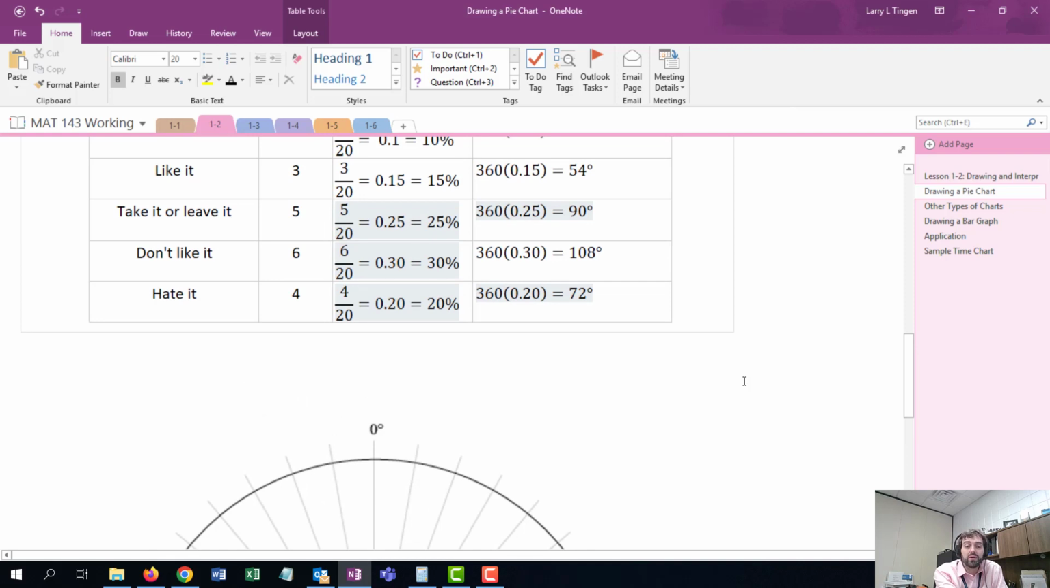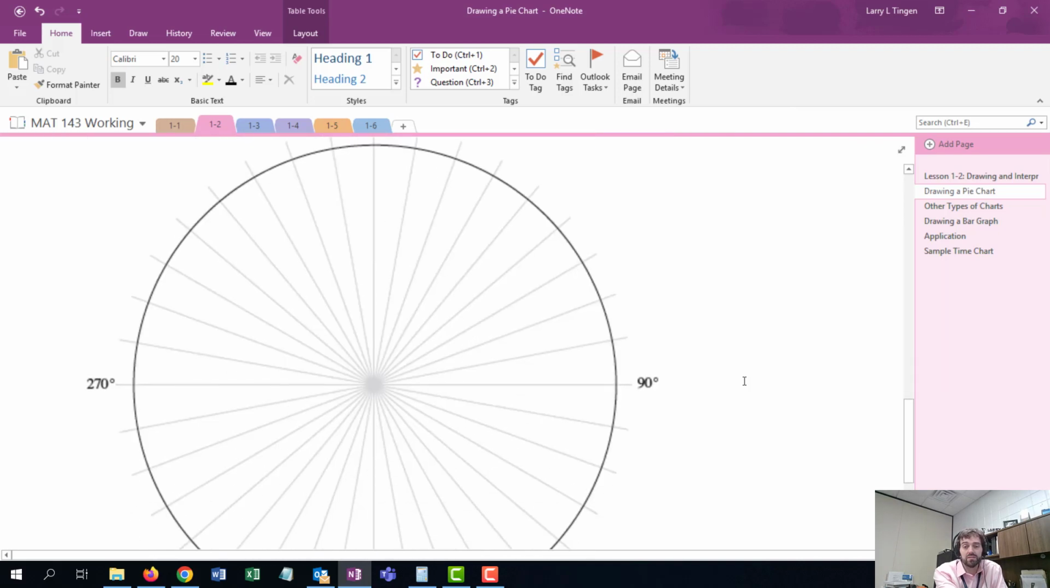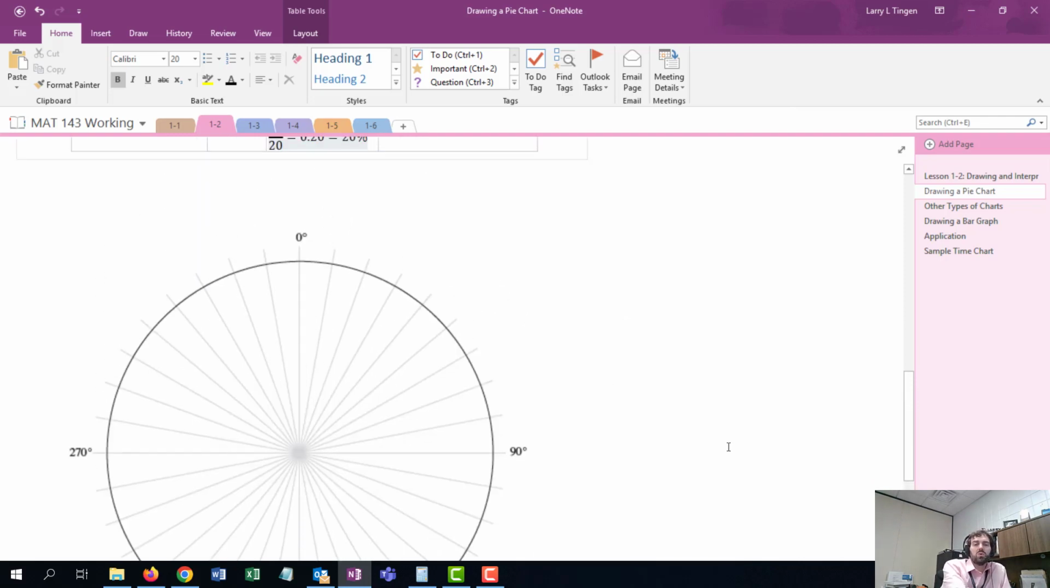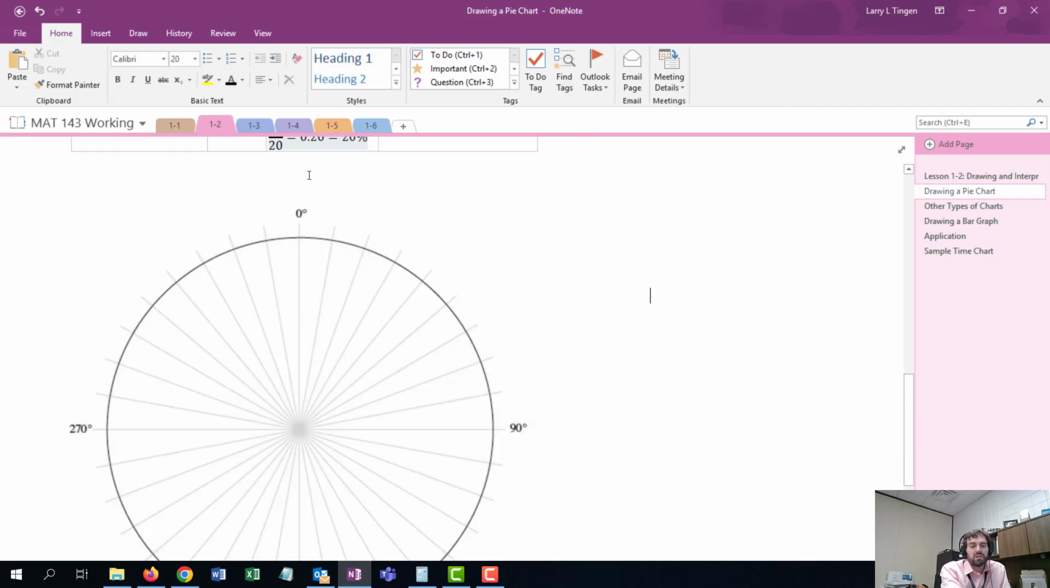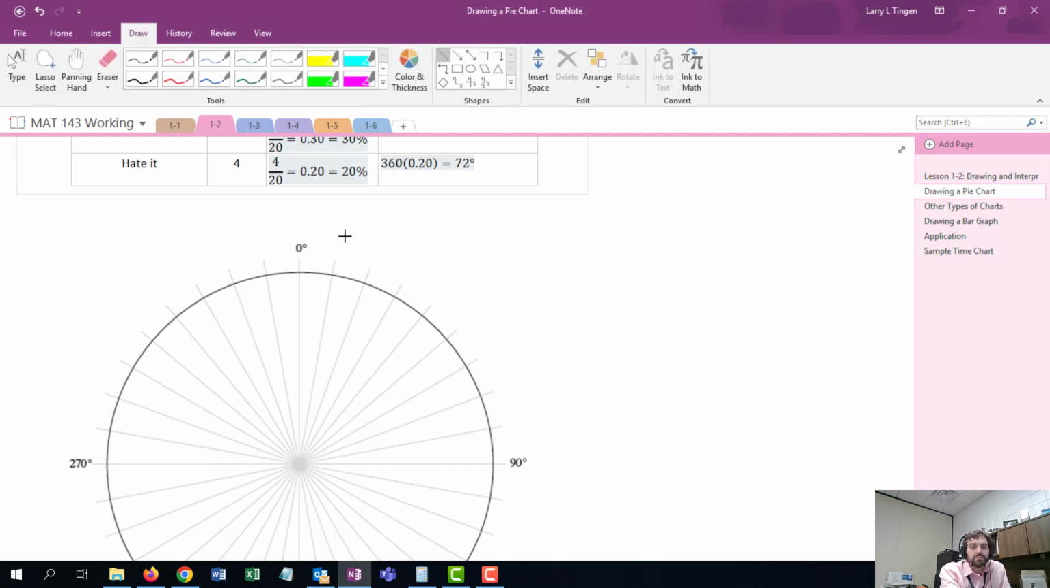Now, how do I do this on a chart? Or how do I make this pie chart? I'm going to zoom out just a little bit so we can see all of this on one page. And I'm going to show you what I mean. So I'm marking out my 0 at the top. This will be my first line at 0.